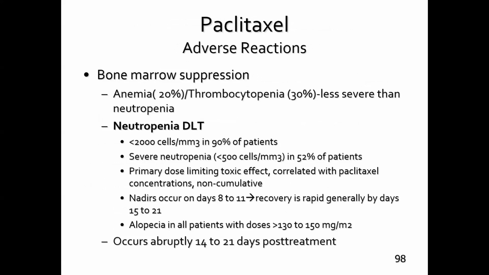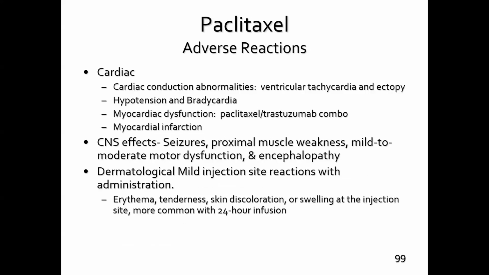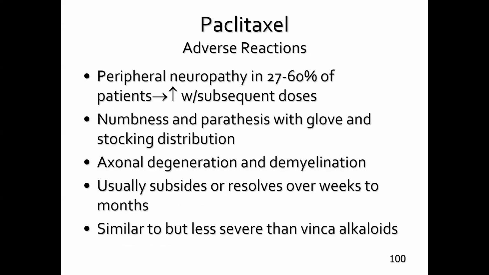Bone marrow suppression, neutropenia, is the dose-limiting toxicity. Alopecia is going to be in all patients with doses greater than 130 to 150 milligrams per meter squared. And cardiac toxicity, I just want to mention, is usually asymptomatic. Hypertension or bradycardia is the most common cardiac effect. Peripheral neuropathy, 27 to 60%, which is a wide range.